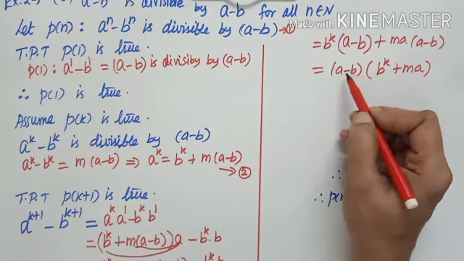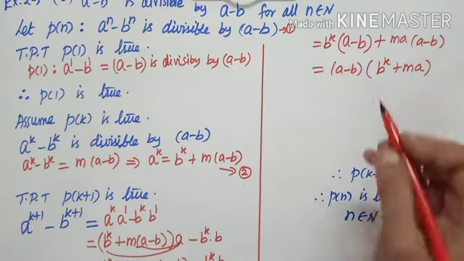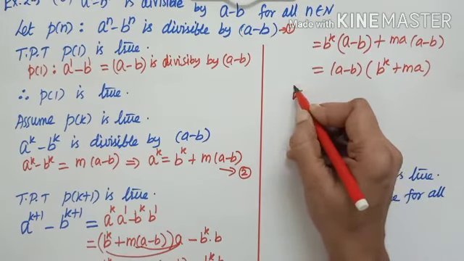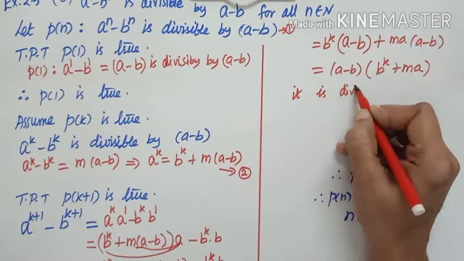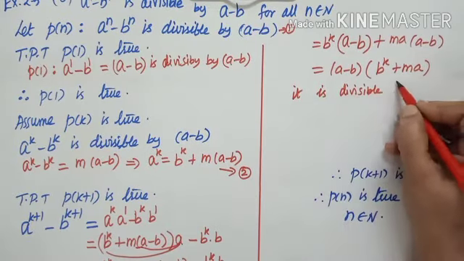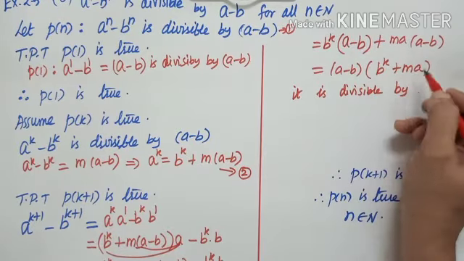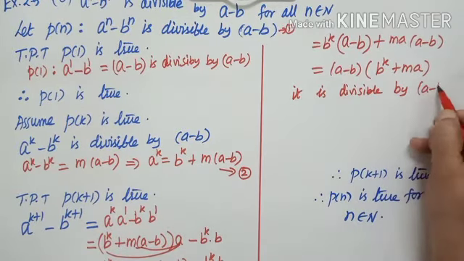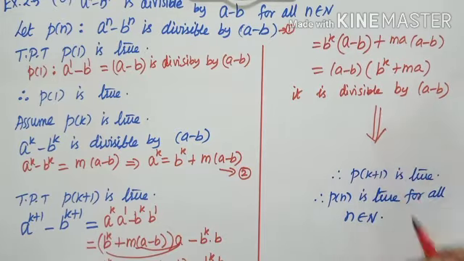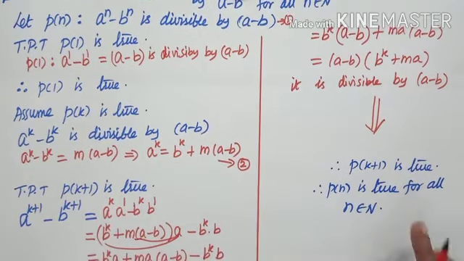Whenever I get a minus b into something, I will say this is divisible by a minus b, because I have a minus b into something, some number. So, it is divisible by a minus b. That shows P of k plus 1 is true, and so P of n is true for all natural numbers.